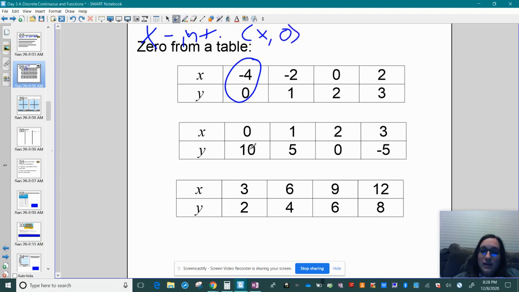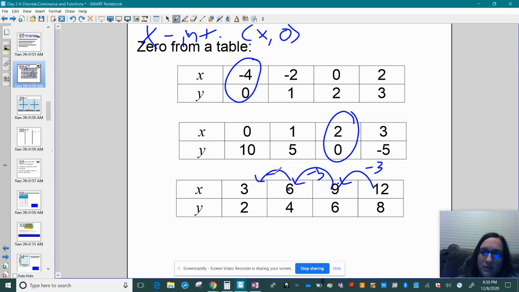So the next one, not here. We want a value for x, y is 0. Oh, look, right there. Now the final one's a bit tricky. We have to then use our patterns to find where our table would have a 0. See, how do we get from 12 to 9? Well, we subtract 3. So we keep with that pattern. 6 minus 3 gives us 3. Yep. So 3 minus 3 gives us 0.